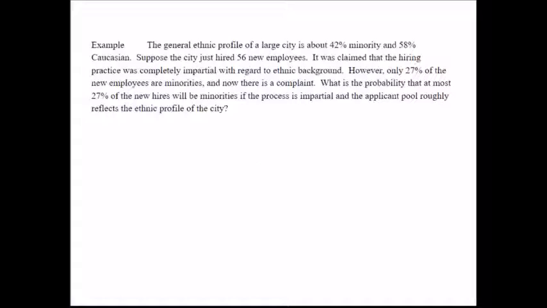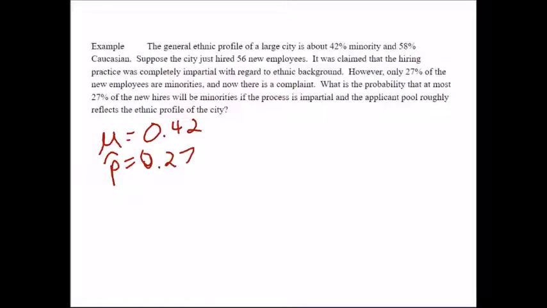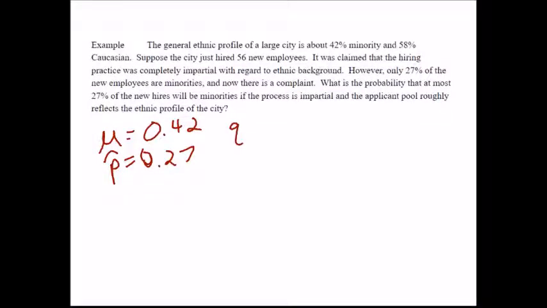So let's get some calculations in here. So we know that the mu is 0.42. Now our p hat is 0.27. And we should probably throw in here that our q, failure or just not 0.42, is 0.58.